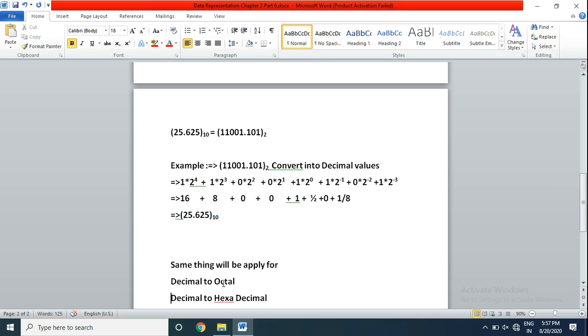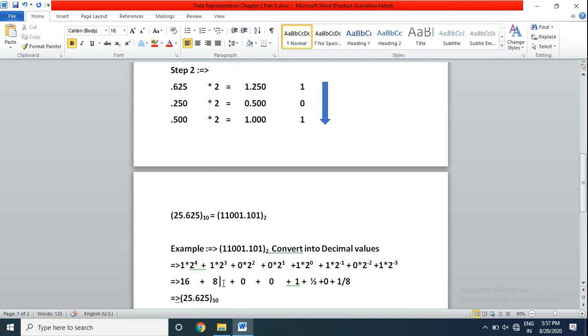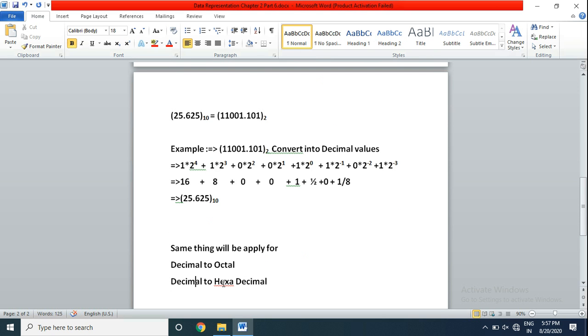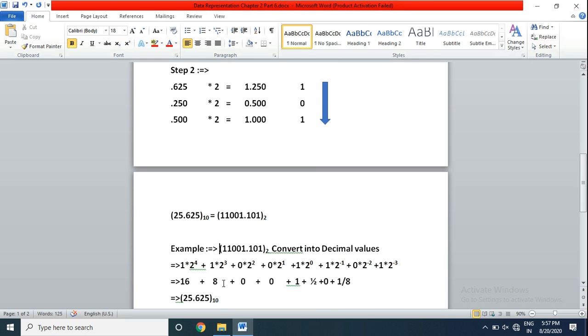The same thing can be done for decimal to octal or decimal to hexadecimal. In decimal to octal, all the division is done by 8 and the multiplication is done by 8. Whenever we convert an octal number into a decimal number, the multiplication is done by 8. And to convert decimal to hexadecimal with a point value, we have to divide by 16. For the point value we have to multiply by 16, and to convert a hexadecimal number into a decimal number we have to multiply by 16 instead of 2.